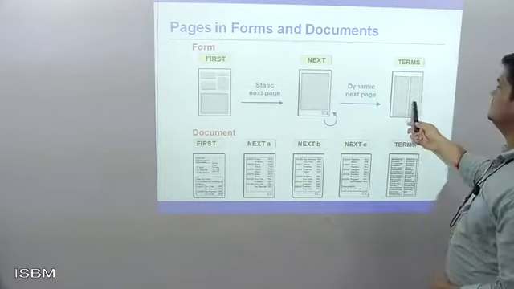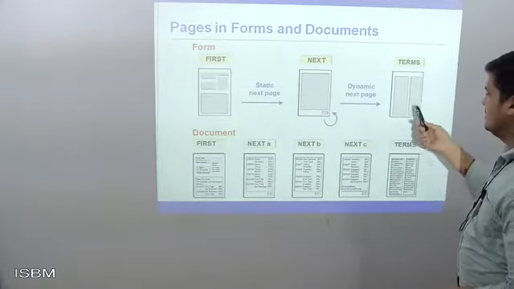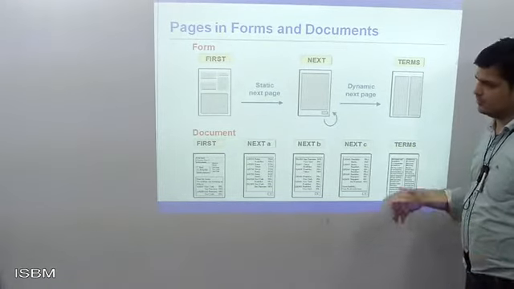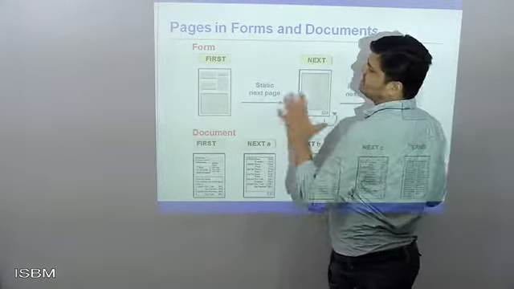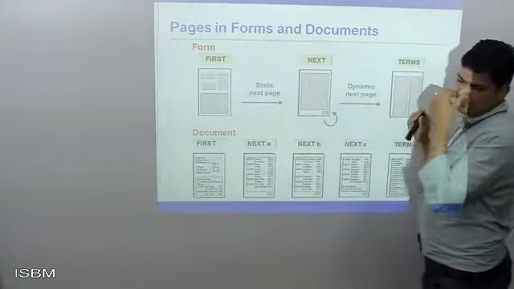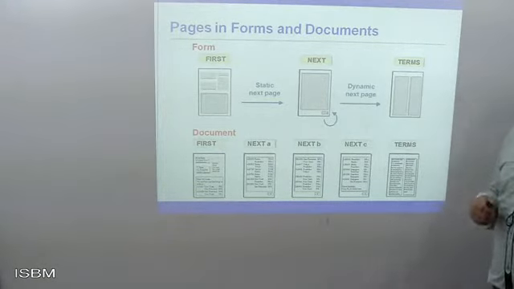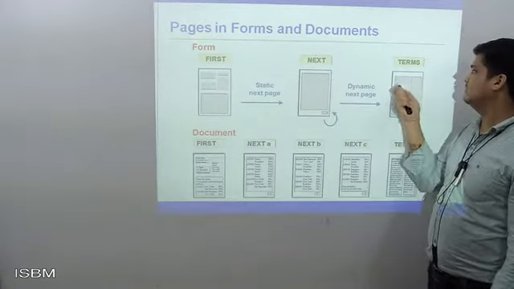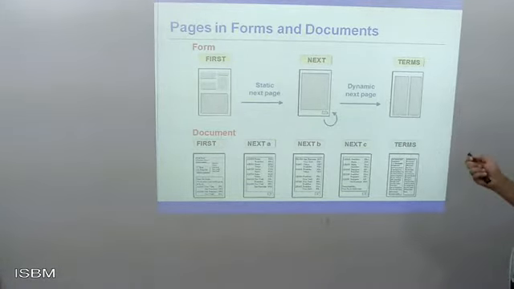Then we have a terms and dynamic page. It will come dynamically as the next page. Suppose the first and second pages have been completed, and now the company wants some terms and conditions to give to the customer and the vendor. So they require some more pages. It will come dynamically, and it will write all the information over here.